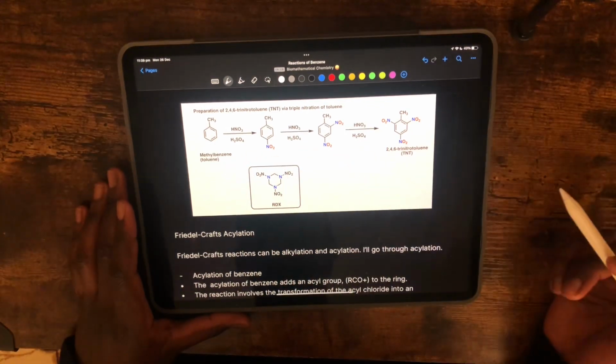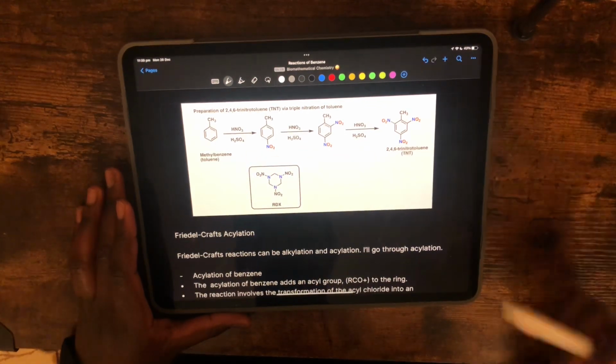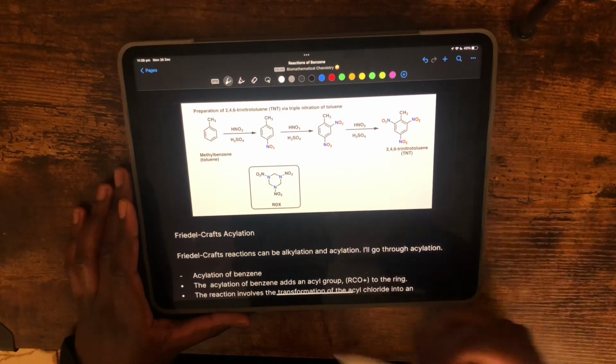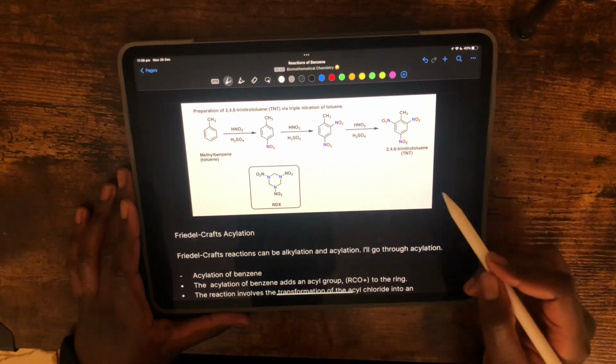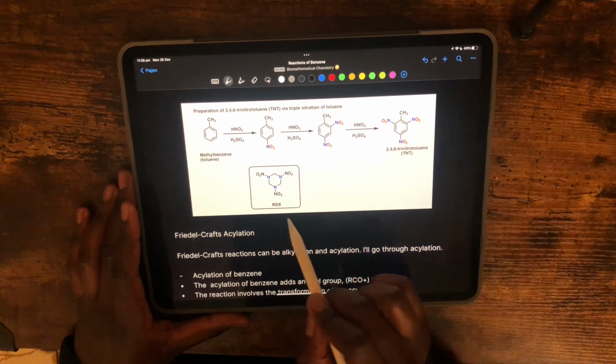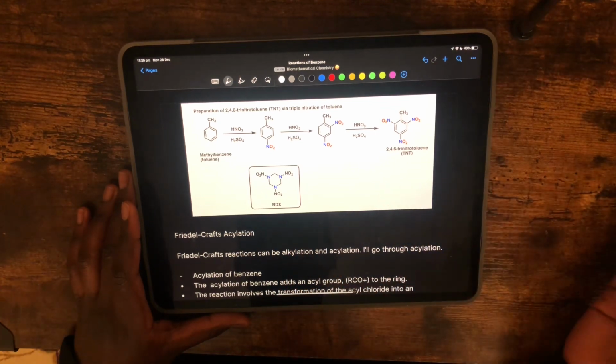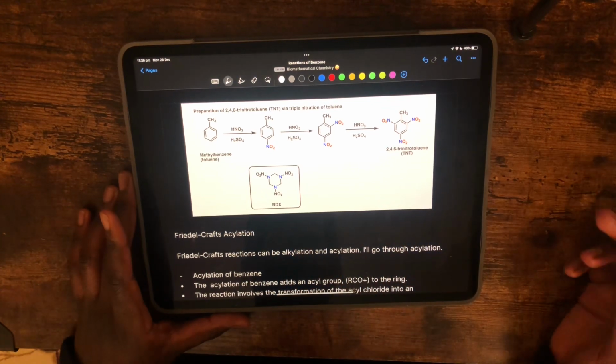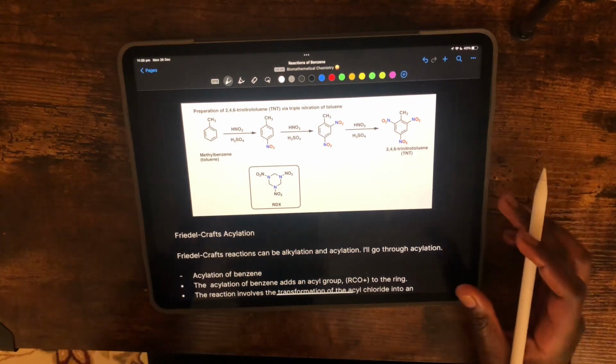It's just multiple rounds of nitration. The first one here, a second one, and a third one. And the reason why is because we have concentrated nitric acid. Anyway, I'm going to go on to the next part here, which is about Friedel-Crafts.